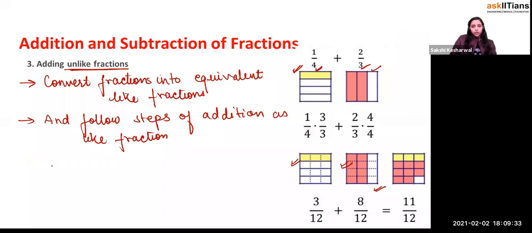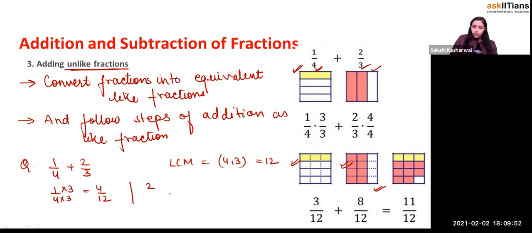So if you see the question over here, 1 by 4 plus 2 by 3, what you have to do is convert this into equivalent like fractions. So first you will take the LCM of 4 and 3, which is equal to 12. Now you have to convert this. It will be 1 by 4 into 3, which is equal to 4 by 12. Similarly, 2 by 3 can be written as 2 into 4, which is equal to 8 by 12. Now you have to just add 4 by 12 plus 8 by 12, which is equal to how much?